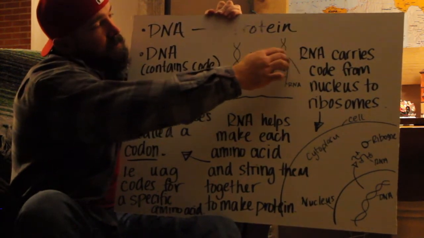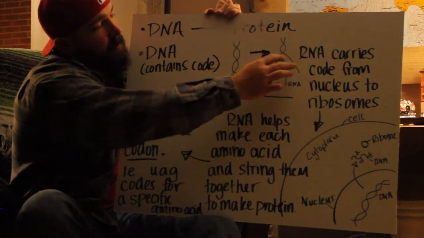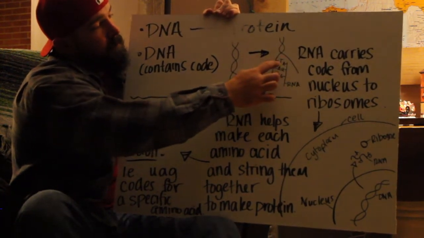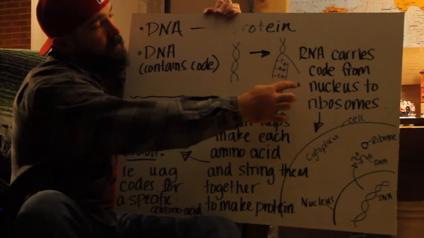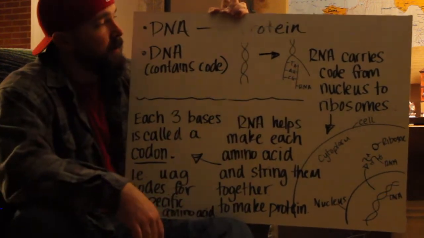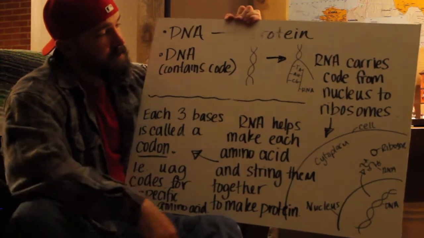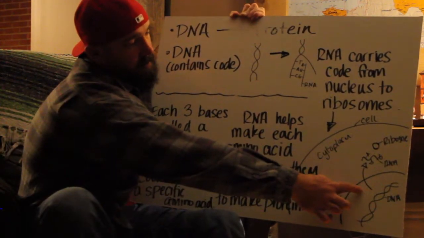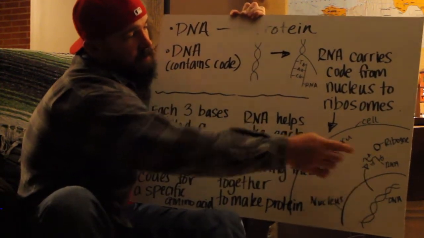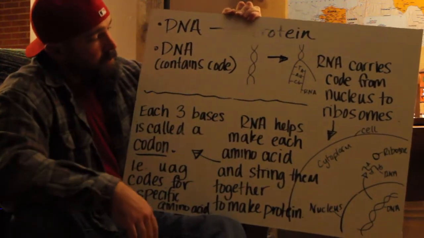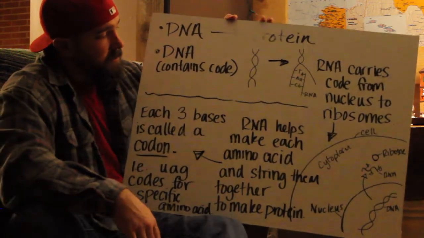The double helix unzips, these hydrogen bonds break and spread apart. One side of the DNA codes for an RNA strand, which RNA is single-stranded. The RNA then carries the code from the nucleus to the ribosomes, so the RNA actually leaves, goes to the ribosomes where the amino acids are made and the proteins are assembled.